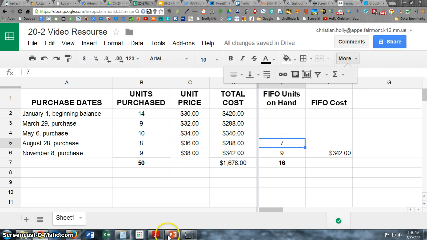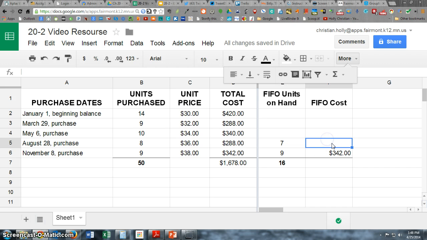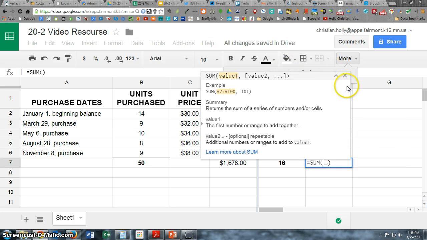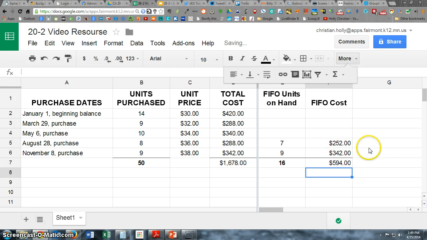Now those units were $36 a piece. So I'm going to take my calculator over here. I'm going to take 7 times 36 and get $252. Okay, so there's my 16 units. And the value of those two purchases is $594 for my FIFO, first in, first out.